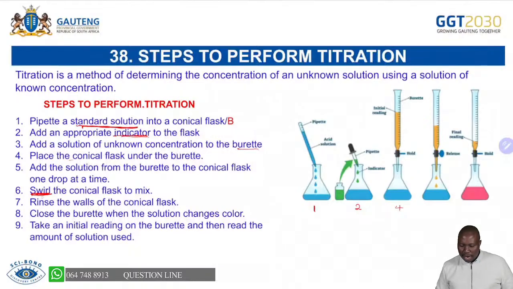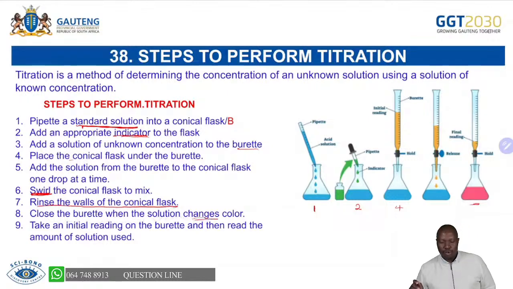And then we're saying as well, rinse the walls of the conical flask. And now you close the burette when the solution changes color. So immediately when the color changes, you stop. You can see the color has changed there. Then you stop there. Then you take the initial reading on the burette and then read the amount of solution used. So you are going to check to say, okay, when we started the burette, we were here. When we ended, we were here. Then you're checking the difference there to say how much of the base was used to titrate the acid.